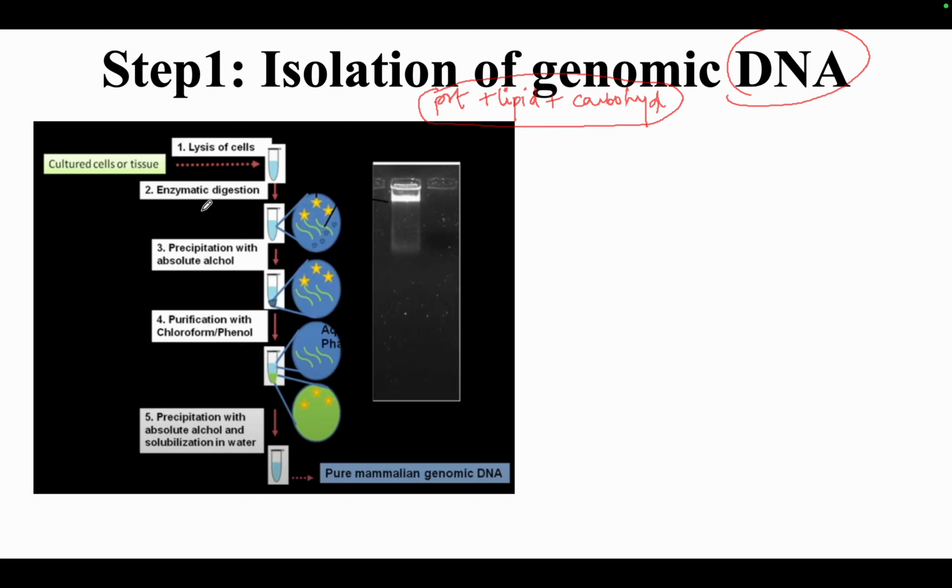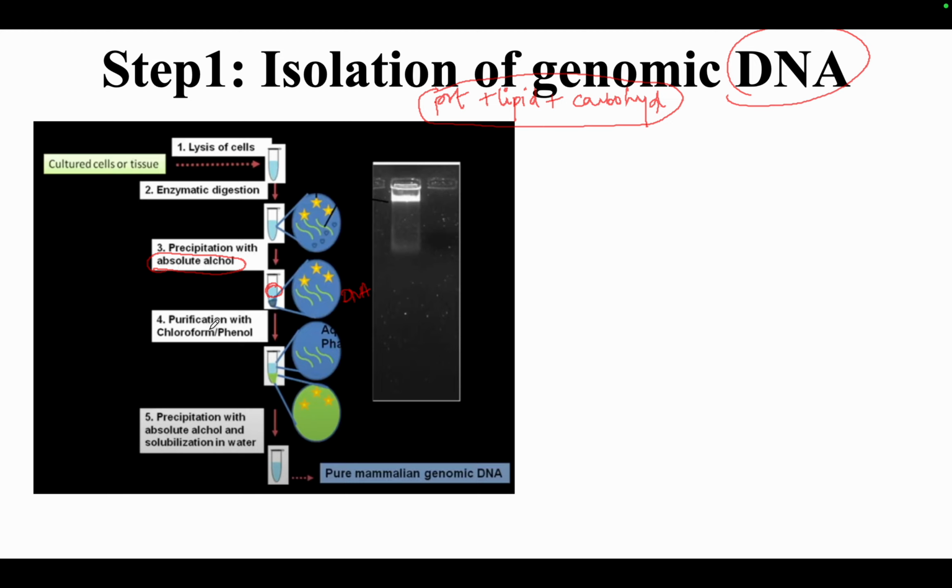Then in order to isolate just the DNA, we'll use absolute ethanol. Absolute ethanol will precipitate out only the DNA, and all the other macromolecules will be dissolved in the supernatant. So here we'll have only DNA which is getting precipitated.